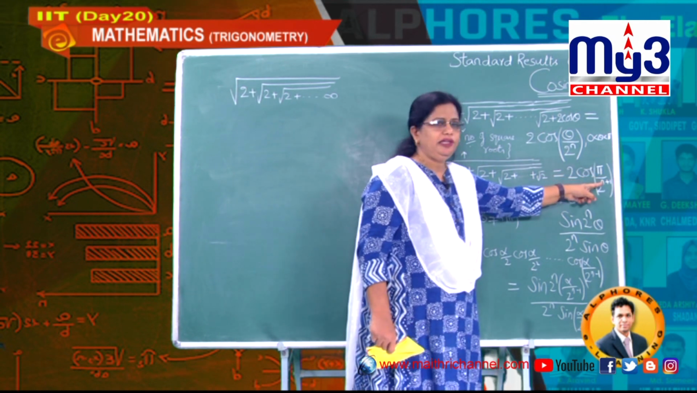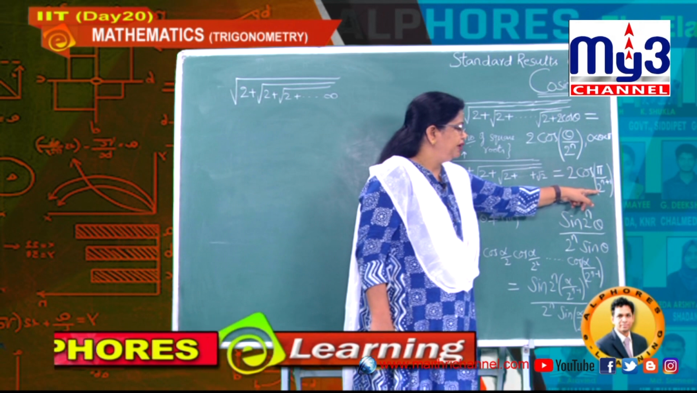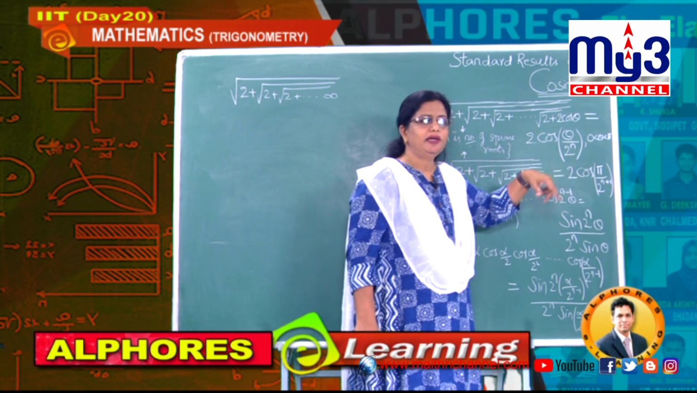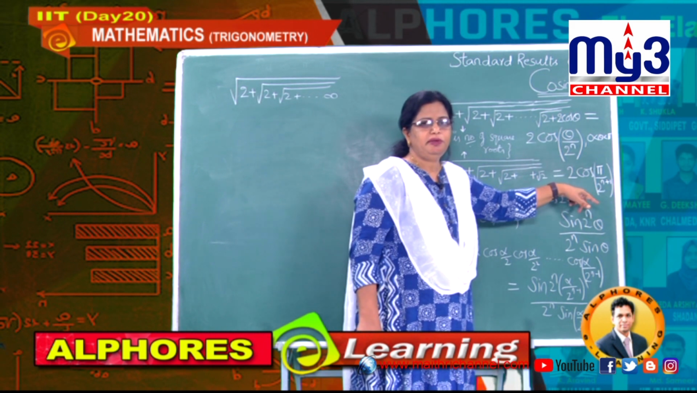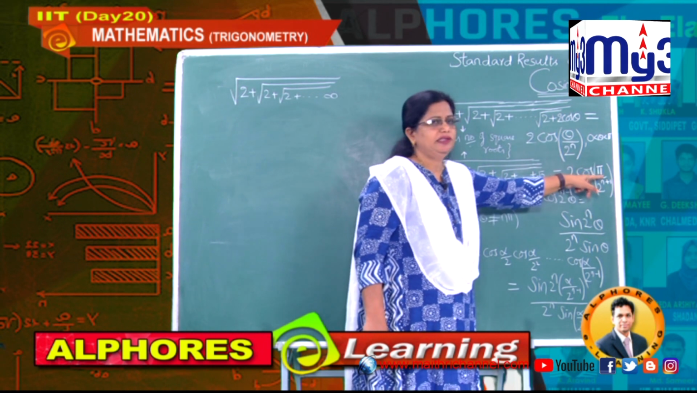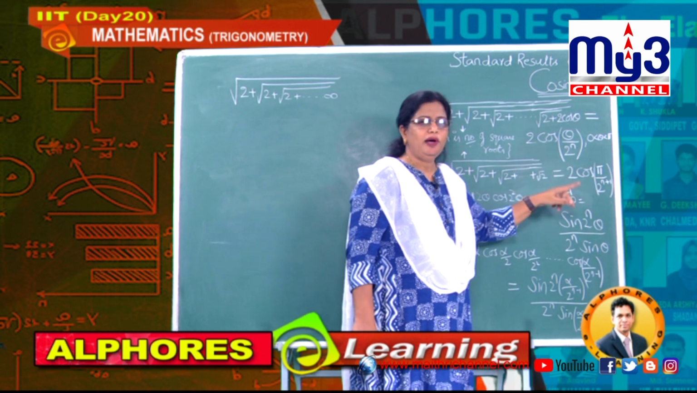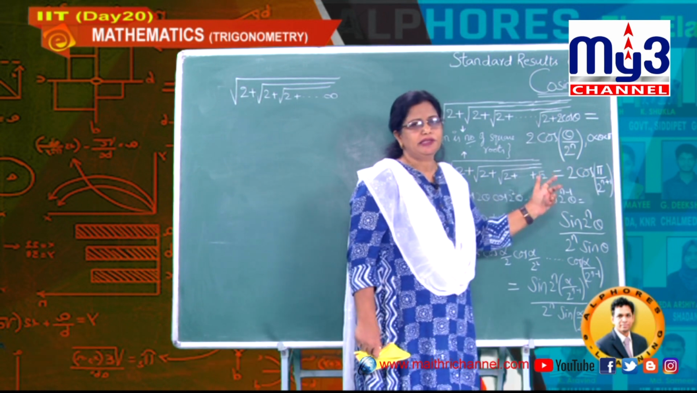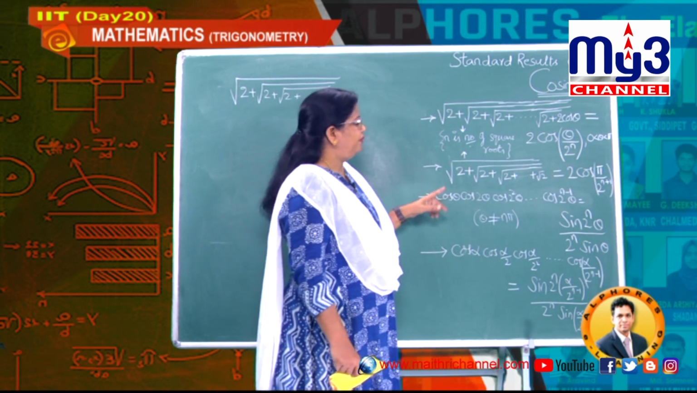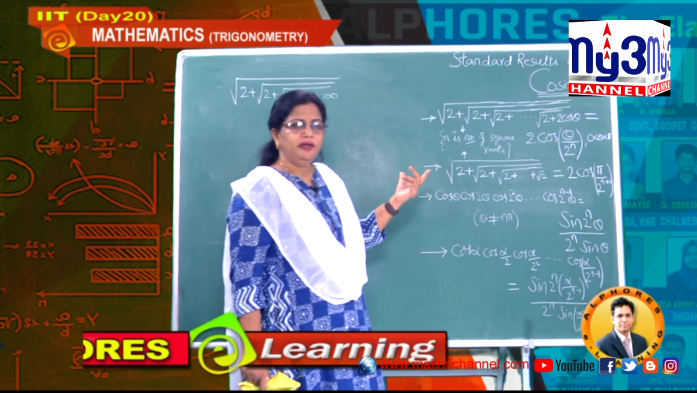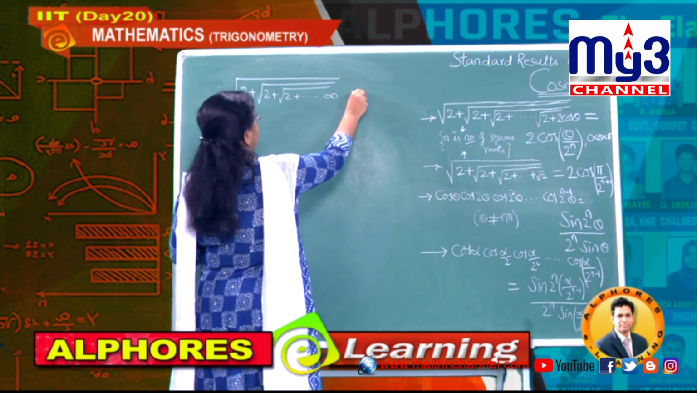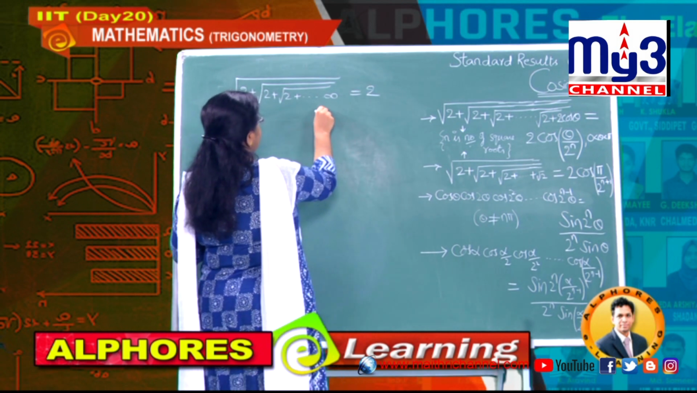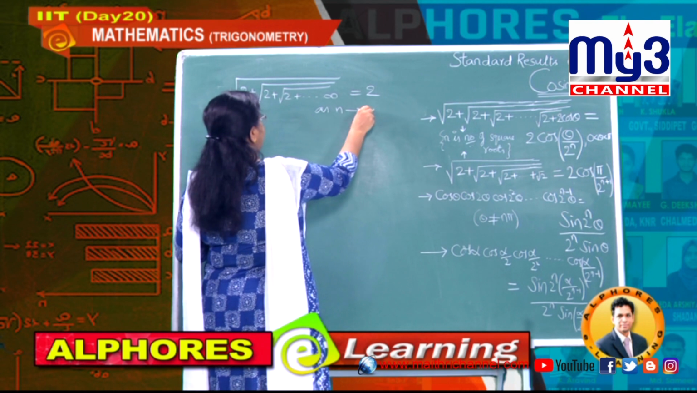As n is tending to infinity, 2 to the power of infinity is tending to again infinity, and a finite value by infinity means it will become 0. So cos 0, what is cos 0? 1. So 2 into 1, it's nothing but 2. Therefore whenever infinite number of values are present, then the answer is nothing but how much, students? 2, because here n is tending to infinity.